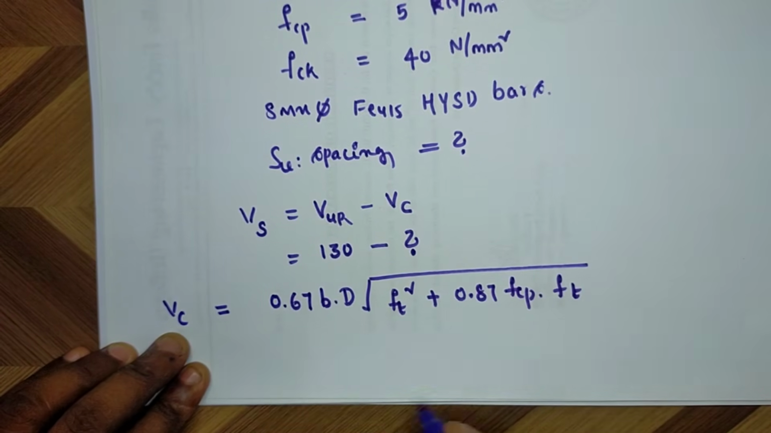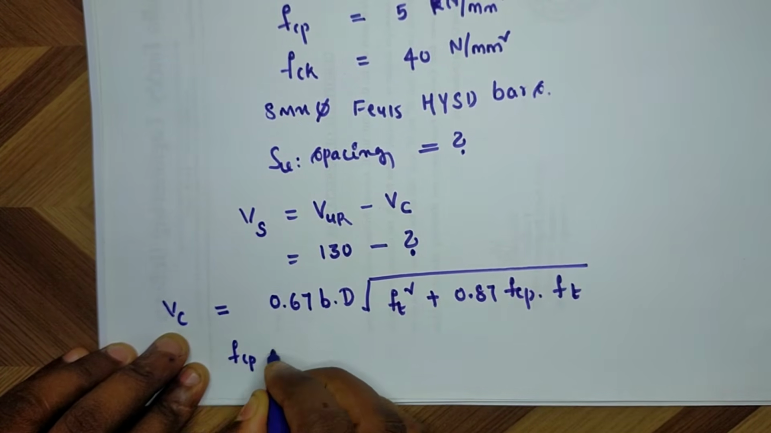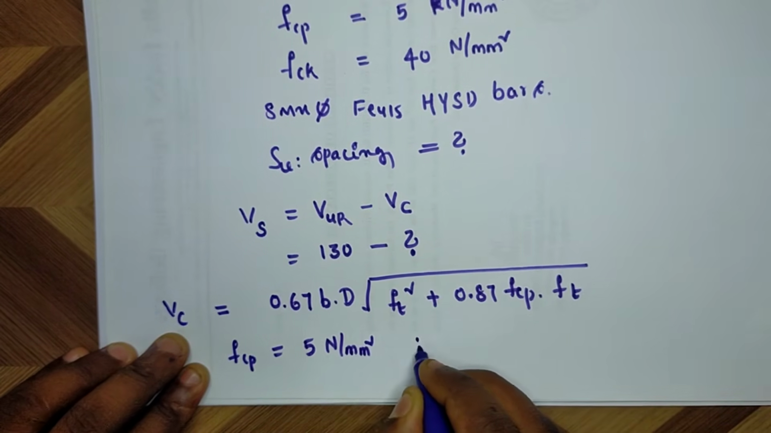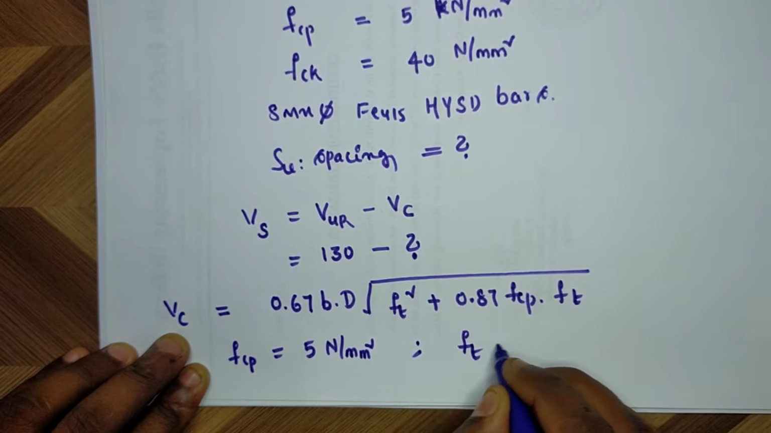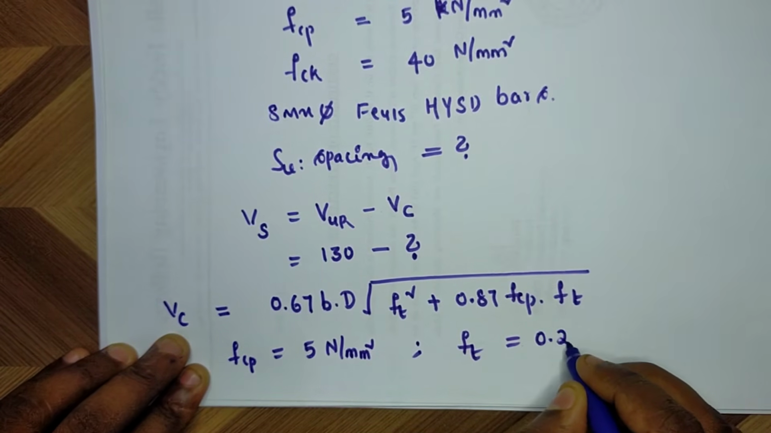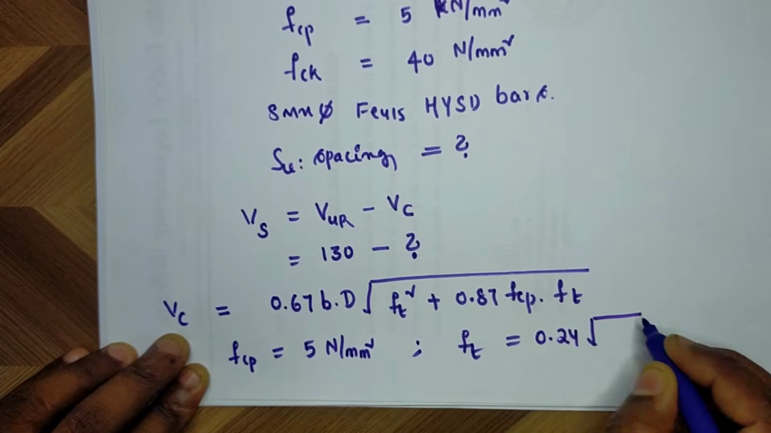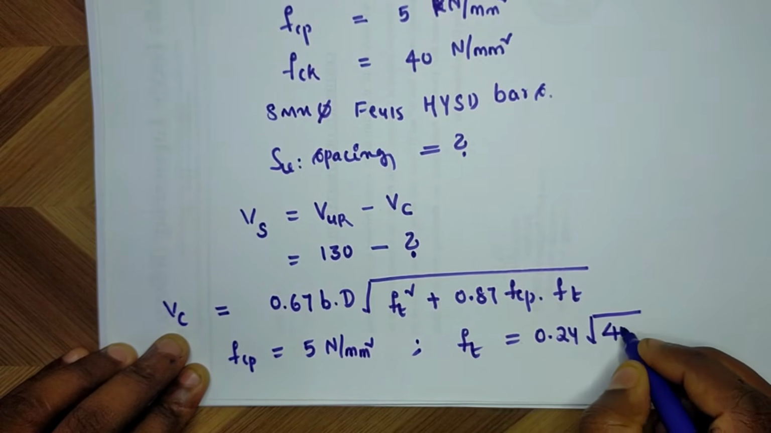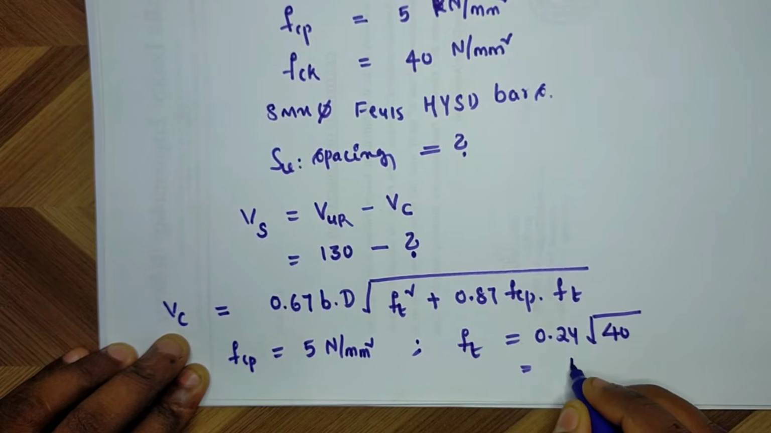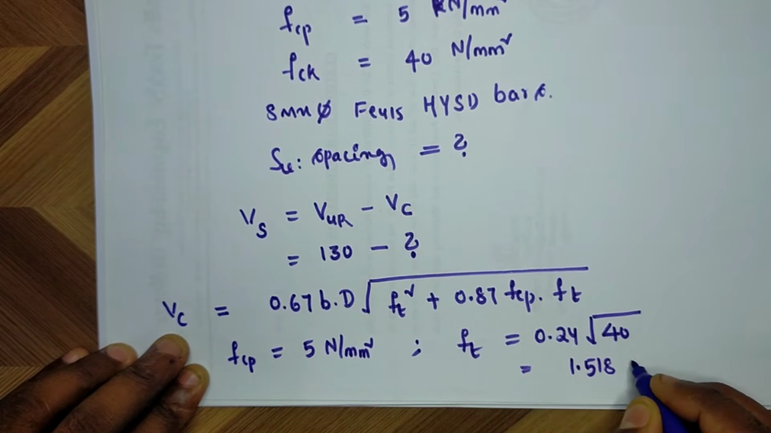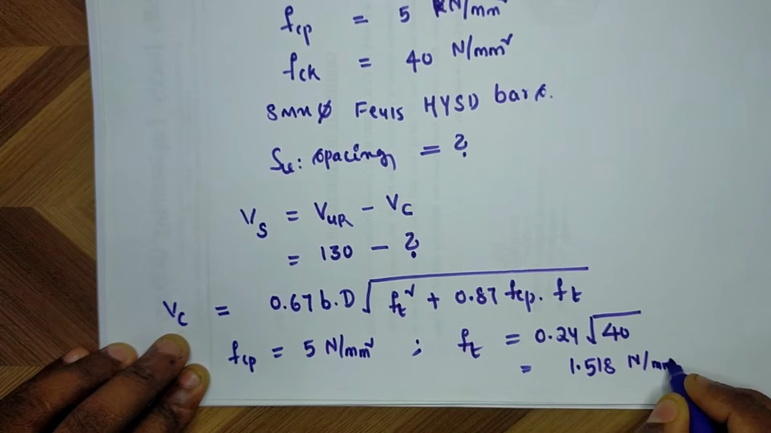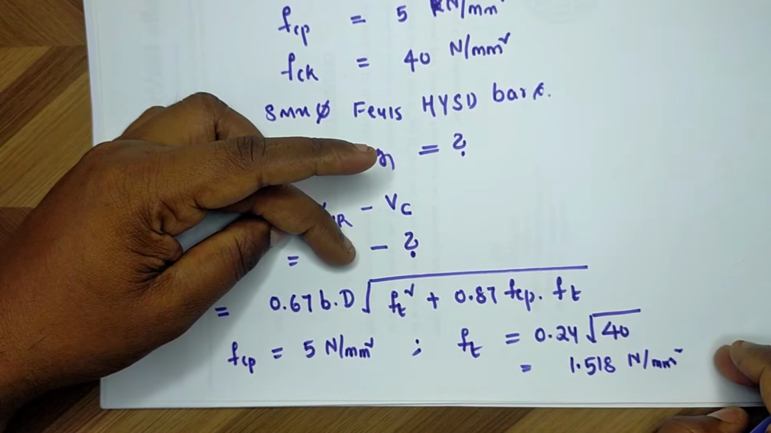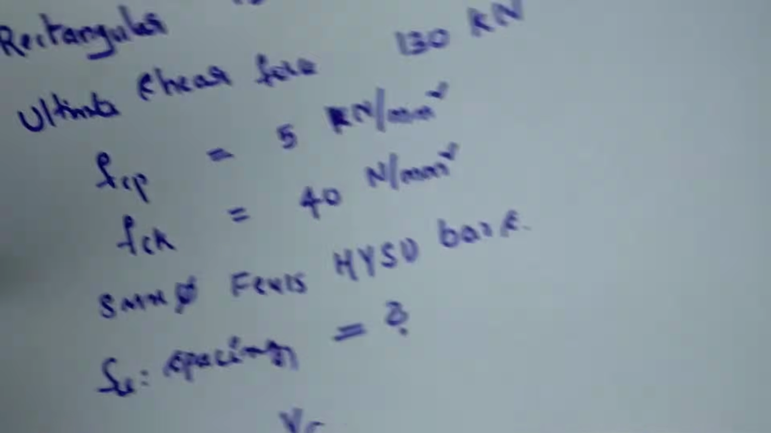From here, FCP is equal to 5 Newton per mm square, given in the question. FT is equal to 0.24 multiplied by root of FCK. FCK is 40. That is equal to 1.518 Newton per mm square. Now, if we substitute all these values in this formula, we can determine the VC value.